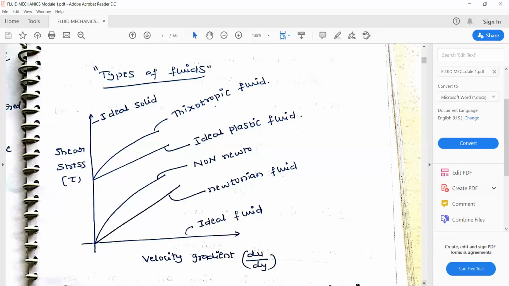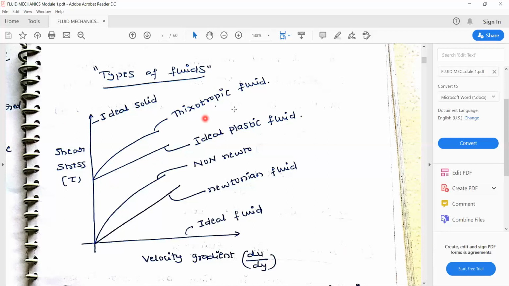Definitions are there for all the fluids; I'll show you. First, I'll explain one more: the thixotropic fluid. In this case also it is the same thing. Up to this point there is no movement of the fluid. When it reaches the yield value, then shear stress is not directly proportional to velocity gradient.